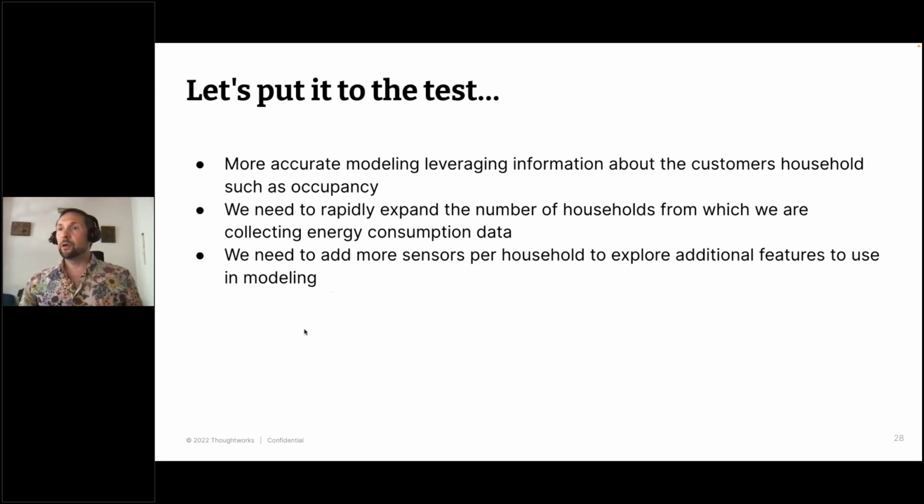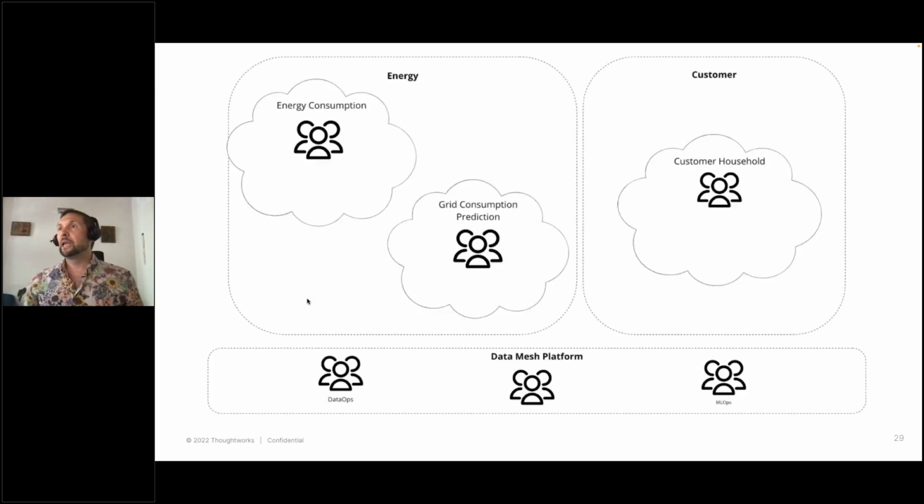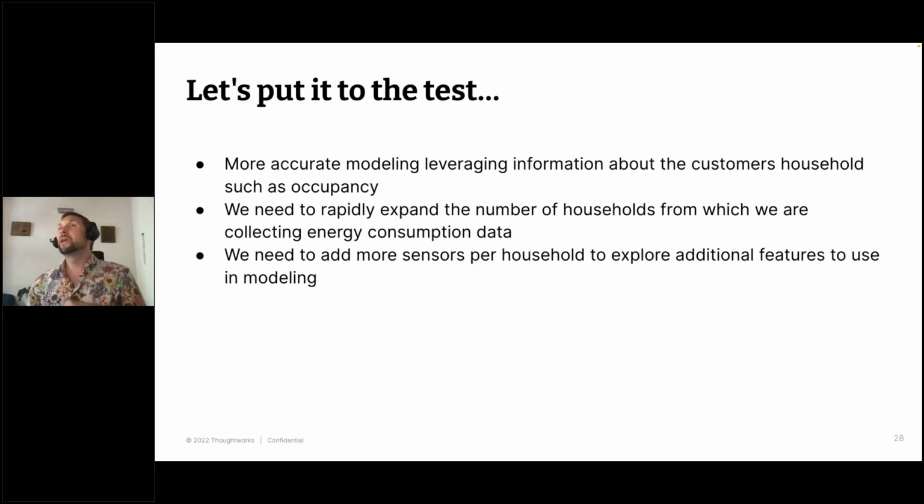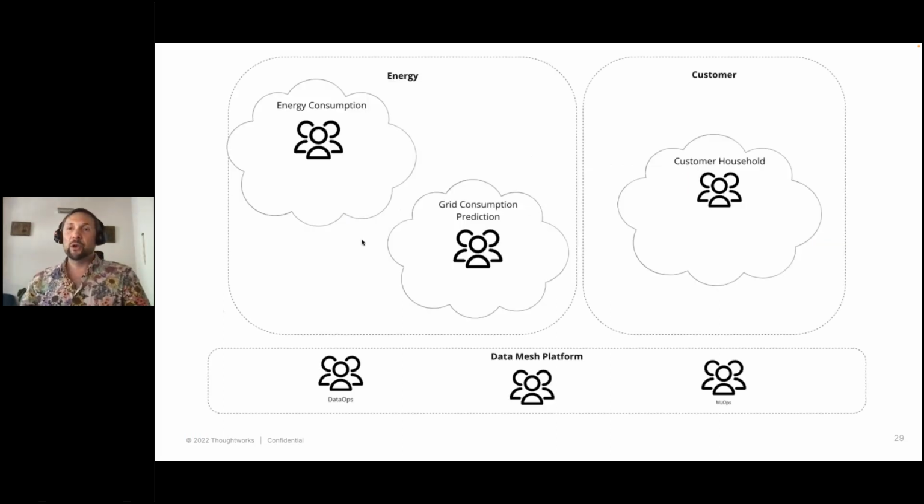Okay, cool. So let's see. We've blacksmithed our sword, right? We have our architecture, we've put together our team, and now we're going to put it to the test. We can step through the different pieces here. We have our 2 basic domains. We have energy over here, and we have customer over here.